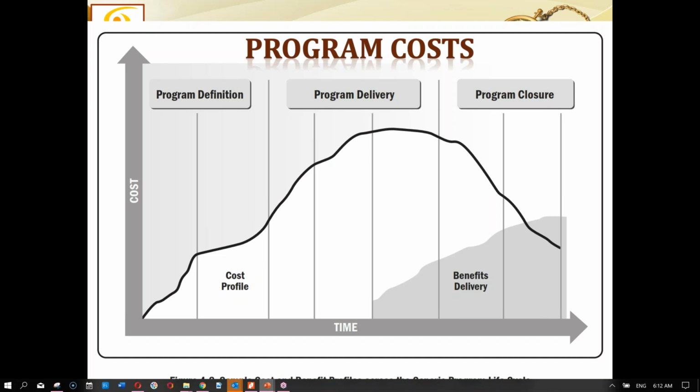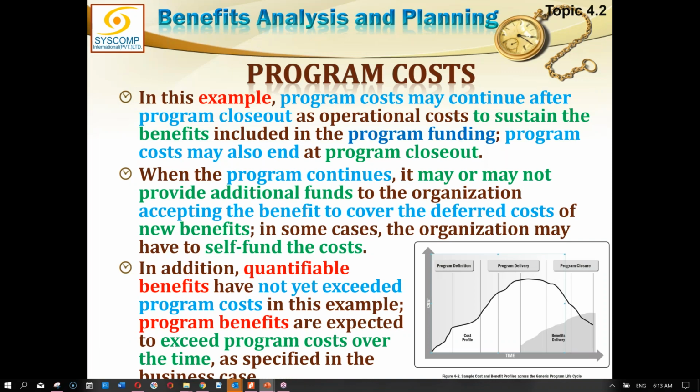And the benefit continues. That is the benefit sustainment. If it has to be sustained, then it is not only going to reach the whole cost profile, but the benefit delivery will even escalate. It will go higher and higher. So in this example, program cost may continue after program closeout. You can see it has not yet been closed. It is not coming to the 0 point.